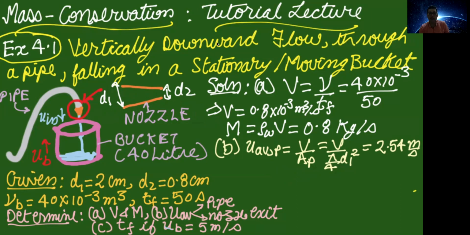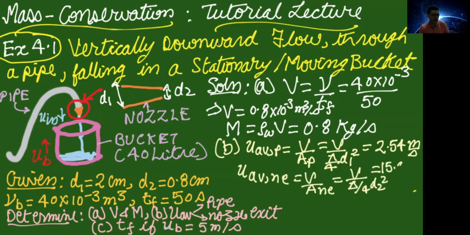Okay, so next we have to obtain the average velocity at the nozzle exit, as shown here. At the nozzle exit, you have to divide by the area of the nozzle exit. The nozzle exit diameter is d2, which is 0.8 centimeter. So if you divide by pi by 4 d2 square, then you get the average velocity at the nozzle exit as 15.9 meter per second.